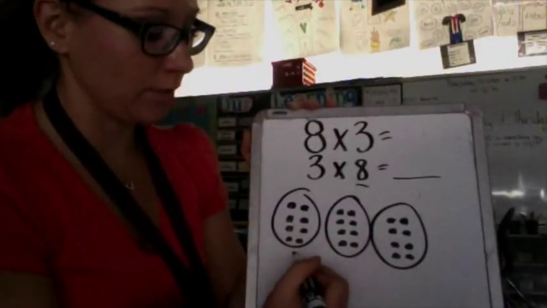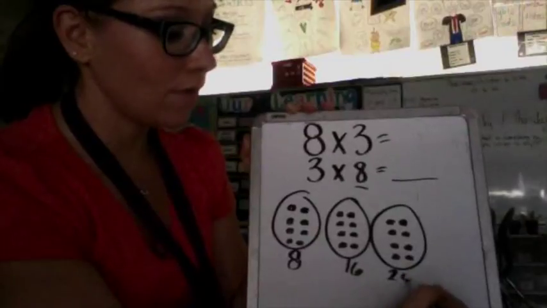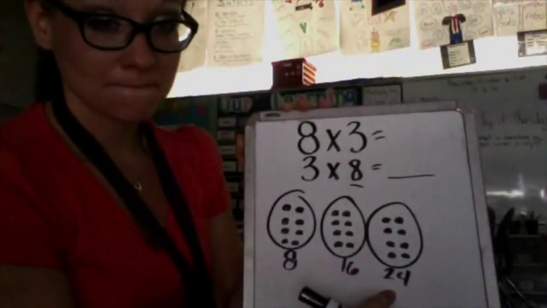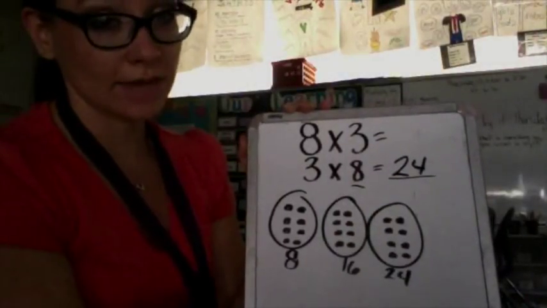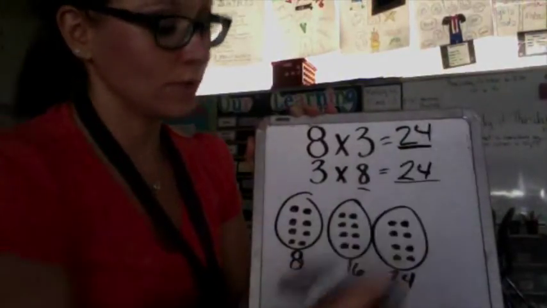We just got to learn our multiples. Let's sing. 8, 16, 24, hurrah, hurrah. So what's our answer? 24, very good. So if 3 times 8 equals 24, then what's 8 times 3? Very good, 24, because we can switch those around.